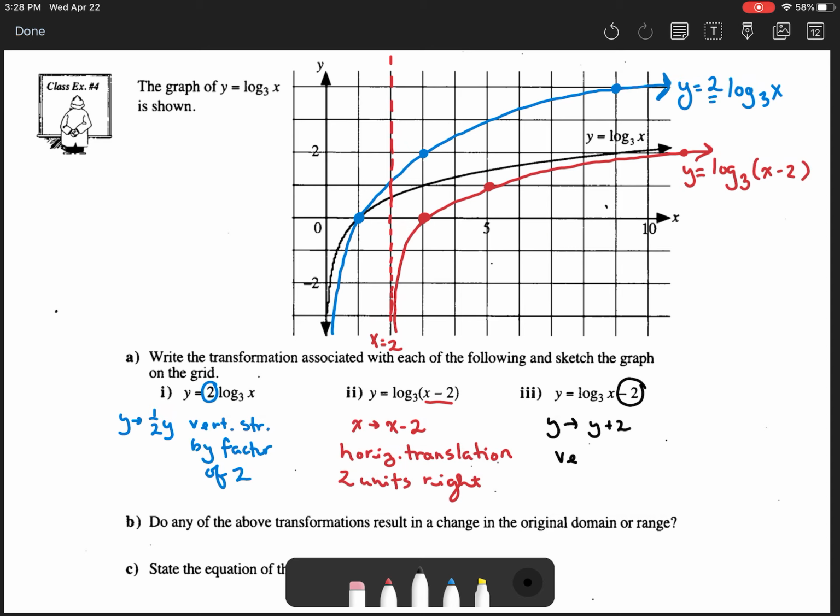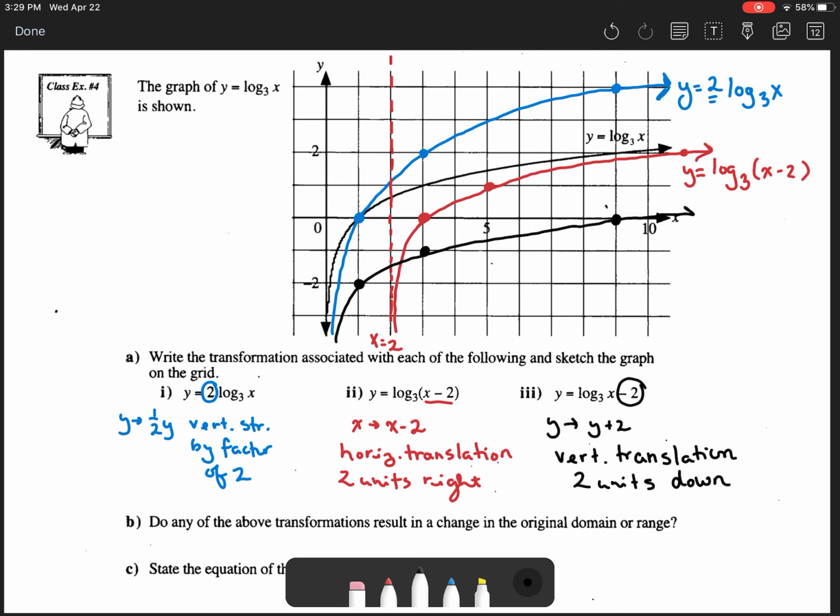And then the third one, in this one, the difference is this minus 2 here. It entered the equation by replacing y with y plus 2, and that is going to be a vertical translation 2 units down. So again, take that original function that they have provided for us and just move everything 2 units down. So again, your x-intercept will be down here.